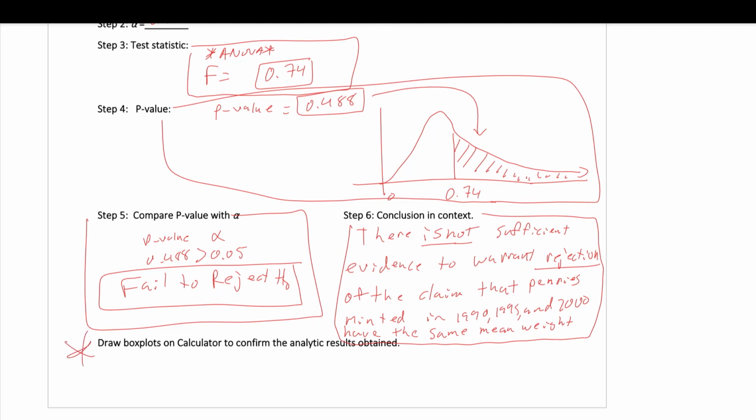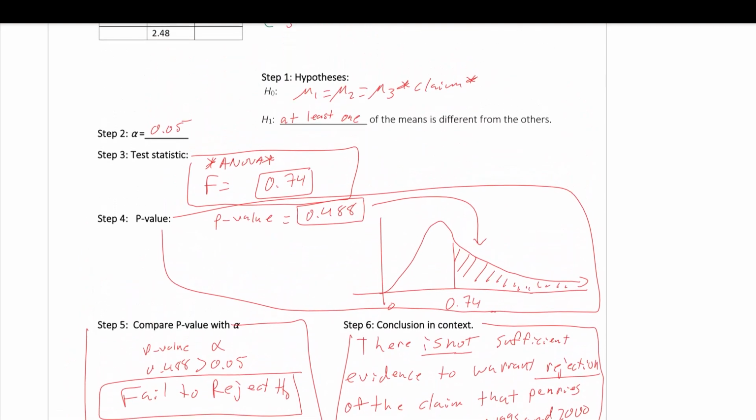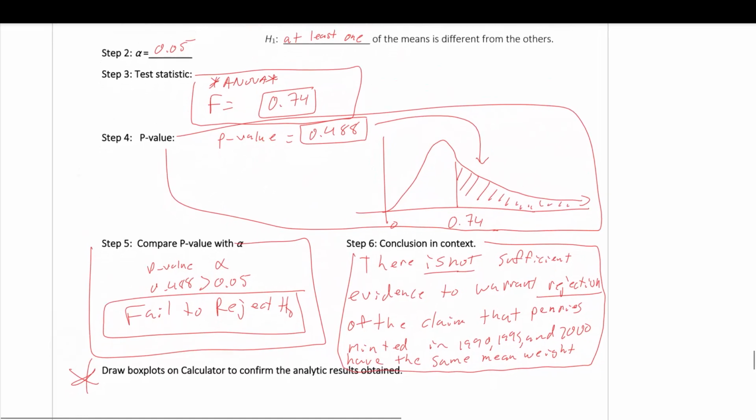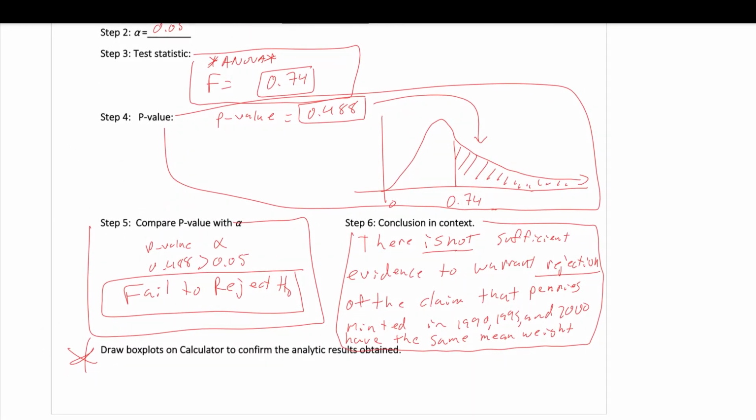The last thing here is just more for your information, is to draw box plots on your calculator just to confirm the analytic results that were obtained. Okay, so we're saying that we're failing to reject the null hypothesis. So we're in a way saying that all the means are the same. Okay, so we're saying this is correct, right? That these populations tend to have the same center. Okay, and if we were to draw box plots for each one of these samples, we should be able to confirm that. Okay, so let's go over to the calculator.